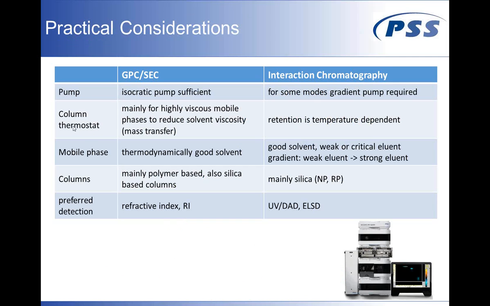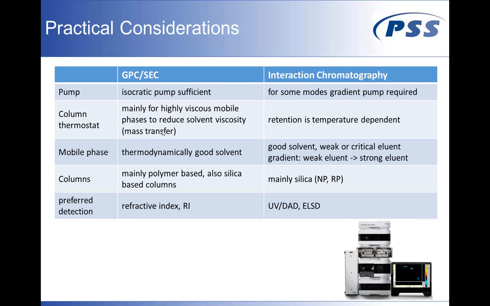Then we have to talk about a column thermostat and column oven. In GPC, that is usually not required. In GPC, the column oven is only required to reduce solvent viscosity and to increase the mass transfer and thereby narrowing the peaks. However, in interaction chromatography, the retention is strongly temperature dependent, and therefore it's required that you really maintain a constant temperature in order to repeat your experiments. So a column oven is required in interaction chromatography.